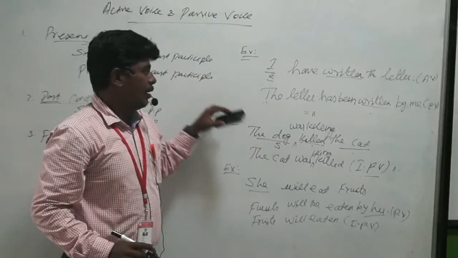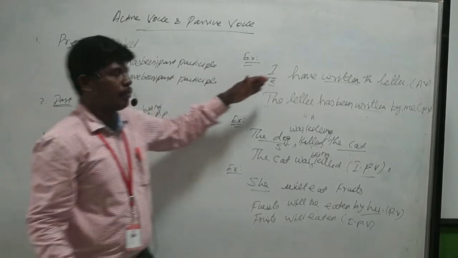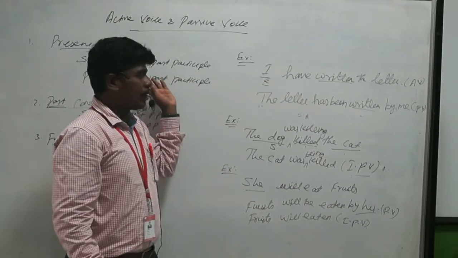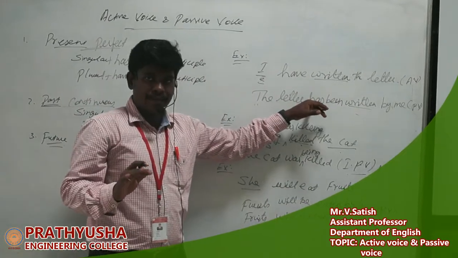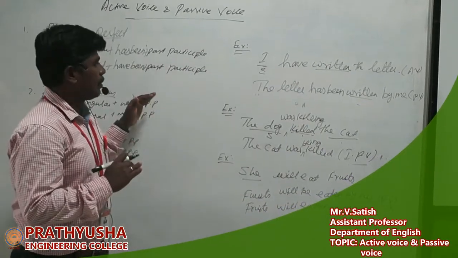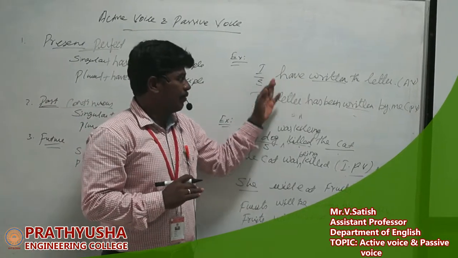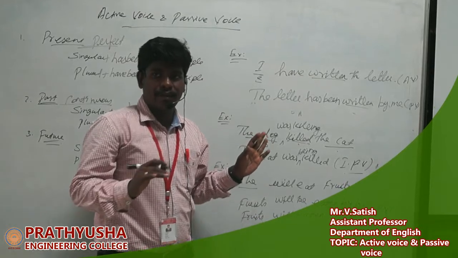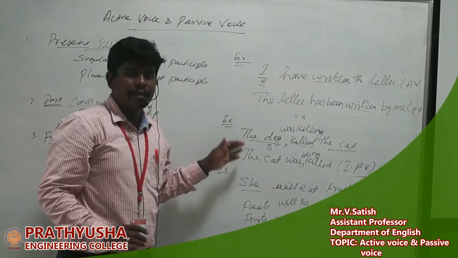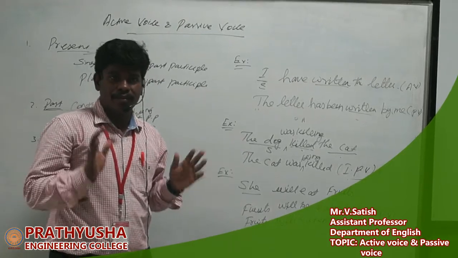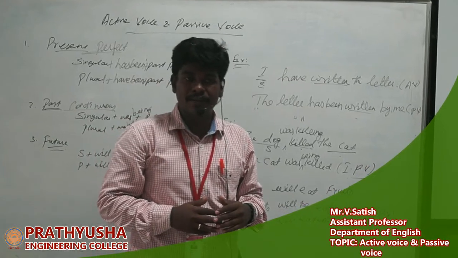Then next, the same formula we are going to apply. For the past perfect tense, it is "had been written". For the future perfect tense, "will have been written". That's all. So I think I'm going to conclude regarding active voice and passive voice. We should know at least the tenses. Then only we can easily learn about the active voice and passive voice.